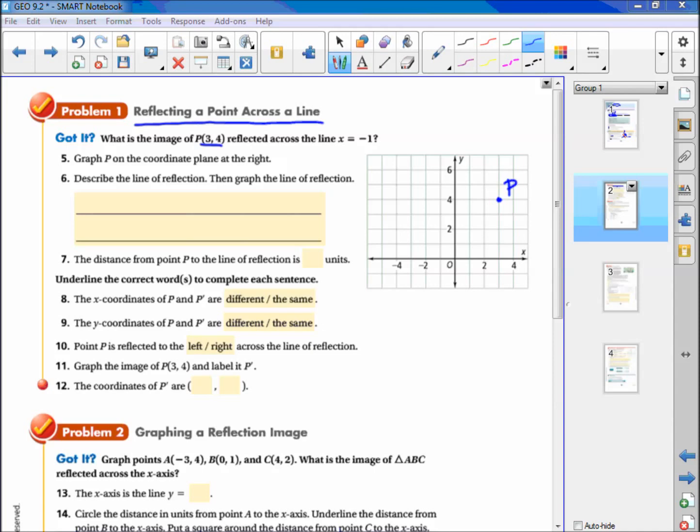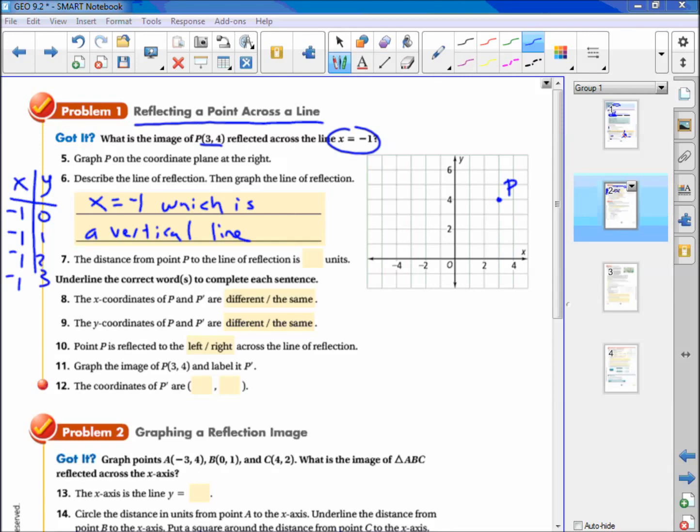All right, so describe the line of reflection and then graph the line of reflection. All right, so the line of reflection is going to be x equal to -1. It tells us this here. And this is a vertical line. Remember, if you forget, you can make a little table. This says x is always -1 and y can be anything you want. And if you plot those points, you're going to get this line of reflection right here. Okay, so this is going to be x equal to -1.